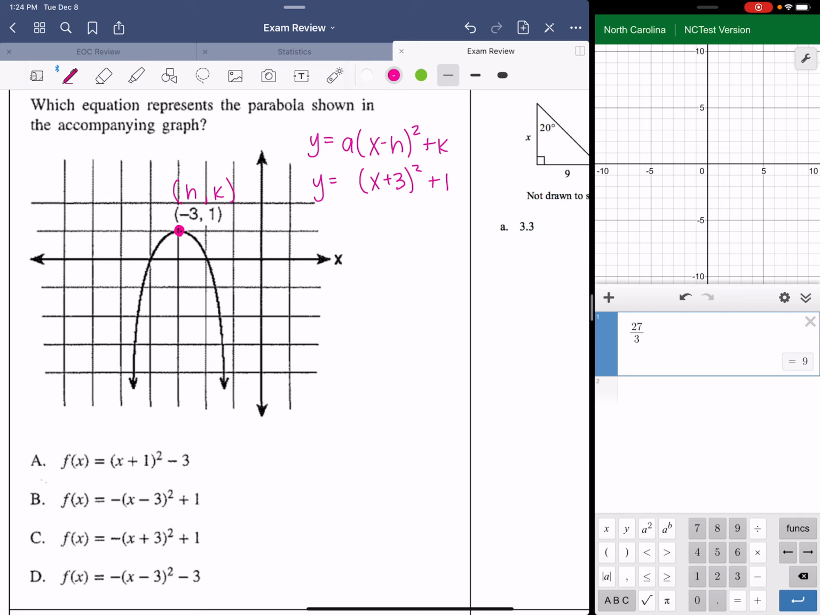Now all we need to know is the a value. So automatically we can see our answer choice is going to be C, but notice that since this is flipped upside down, it has a negative a value or a -1 in front.